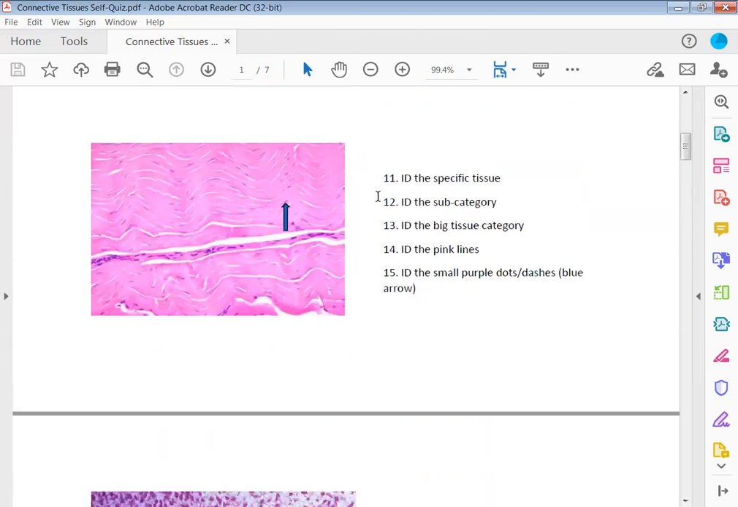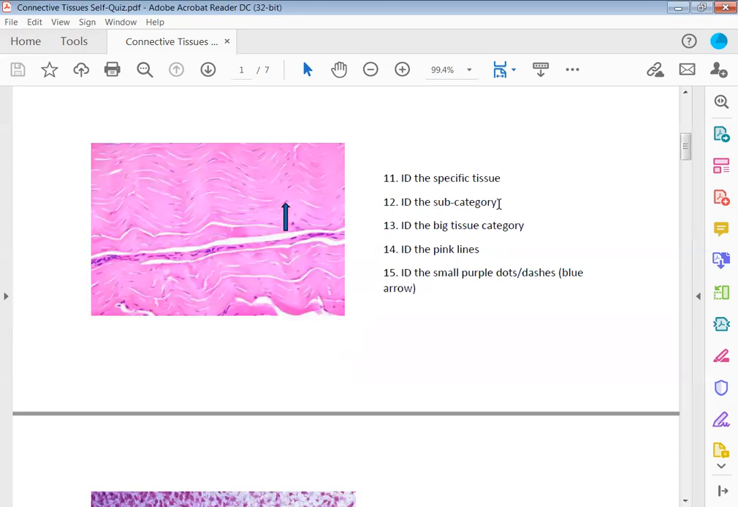Number 11, this specific tissue is going to be your dense regular. Remember, dense regular looks like little waves, and on top of the waves, you can see here that little dark dash and these little dots. Those look like sticks or little twigs that are floating on top of those waves. That clues you in to the fact that this is dense regular.